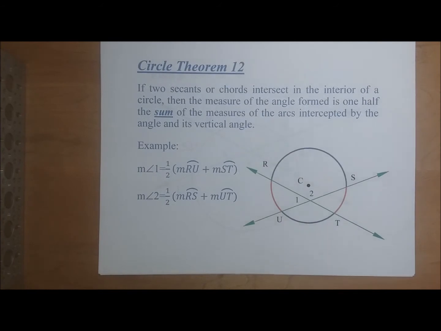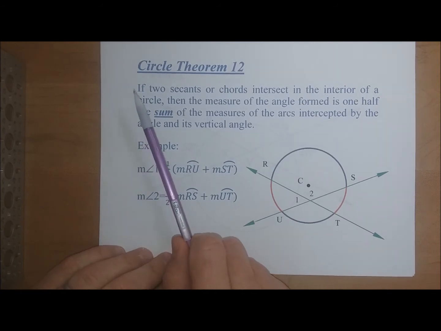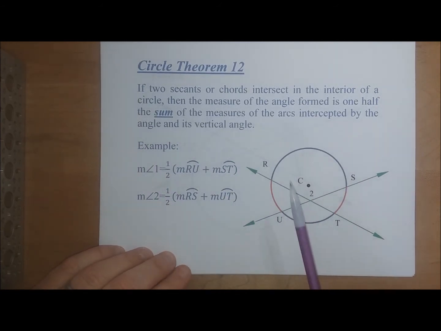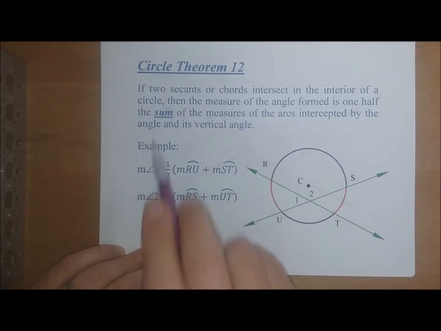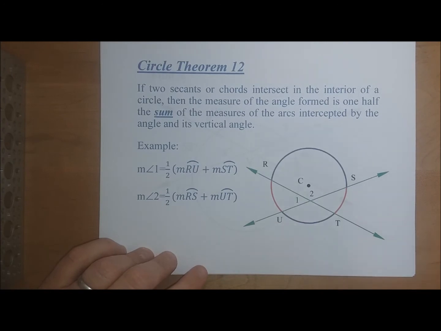Okay, so let's take a look at our first theorem with respect to secants. Circle Theorem 12 tells us if two secants or chords intersect in the interior of a circle, then the measure of the angle formed is 1/2 the sum of the measures of the arcs intercepted by the angle and its vertical angle. All right, that's a mouthful. Let's see if we can look at this sketch here and make sense of that.